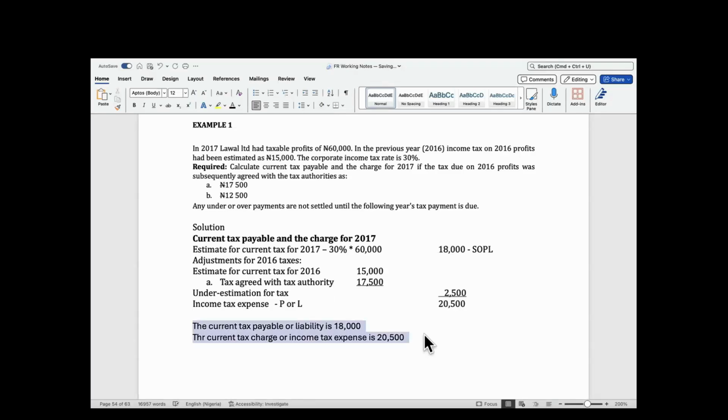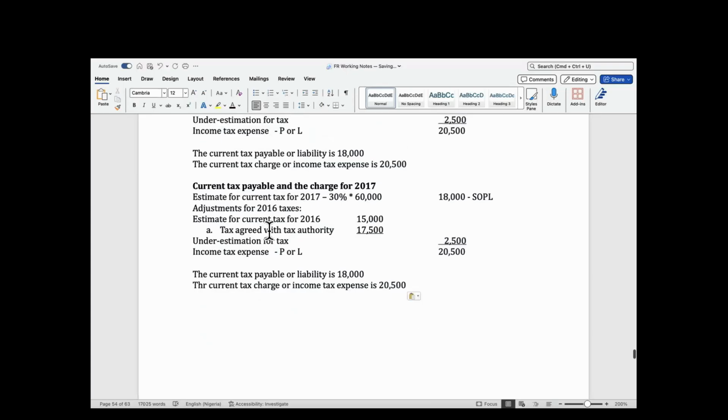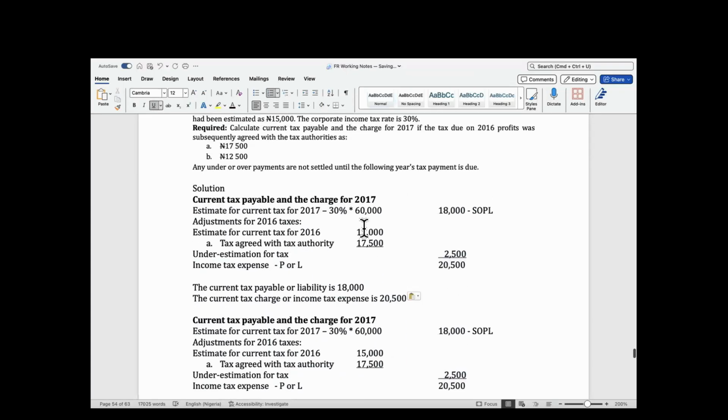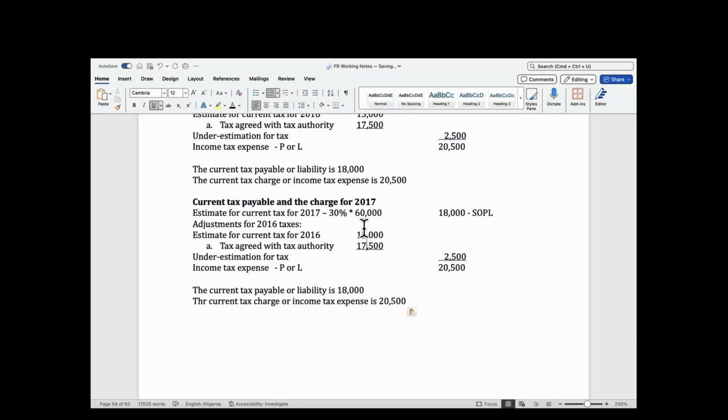Because our liability for the year is actually 18,000, not this. This you pay immediately. In like manner, the second scenario, so I just copied it. The only difference is this. Here, what we agreed with the tax authority is 12,500. So there's still a difference of 2,500, but in this case, it's going to be overestimation for tax.